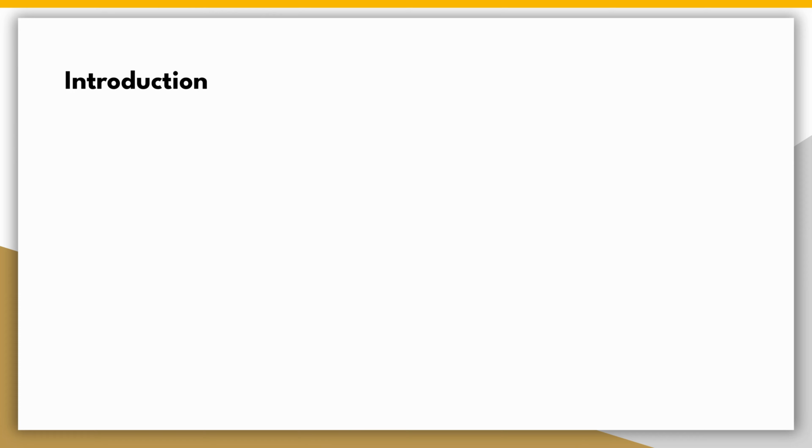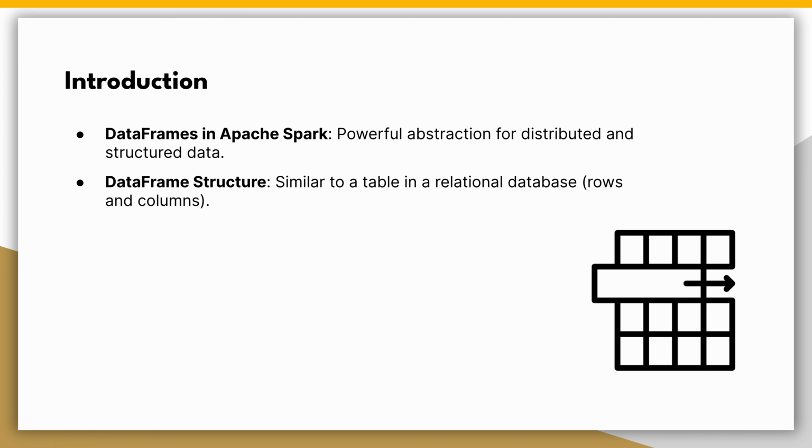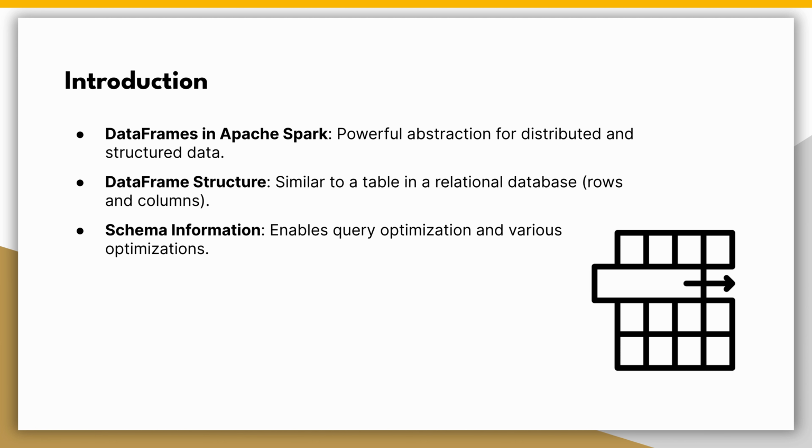Let's get started. DataFrames are a powerful abstraction in Apache Spark that provides a higher-level API for working with distributed and structured data. In simple terms, a DataFrame is like a table in a relational database, where data is organized into rows and columns. DataFrames offer schema information, allowing Spark to optimize the execution of queries and apply various optimizations.